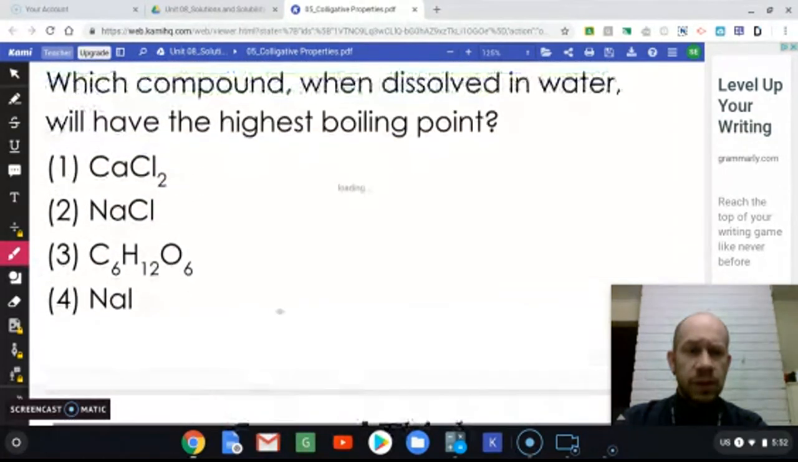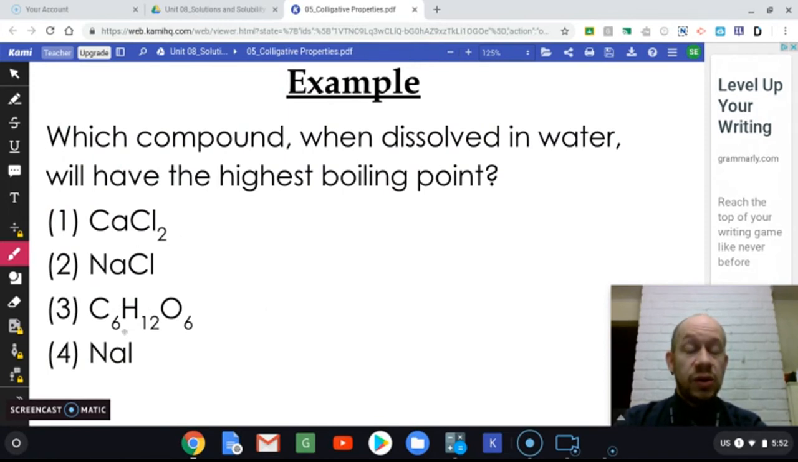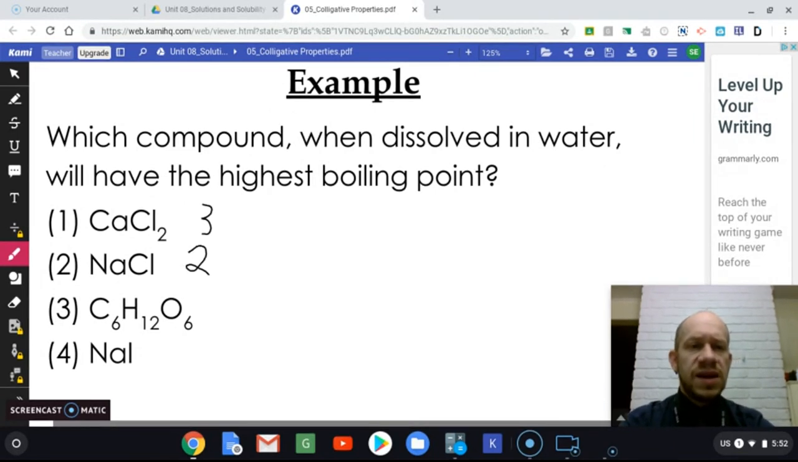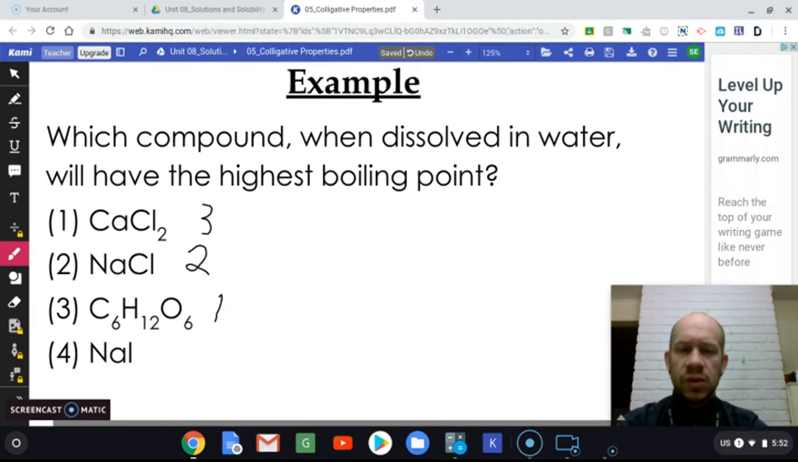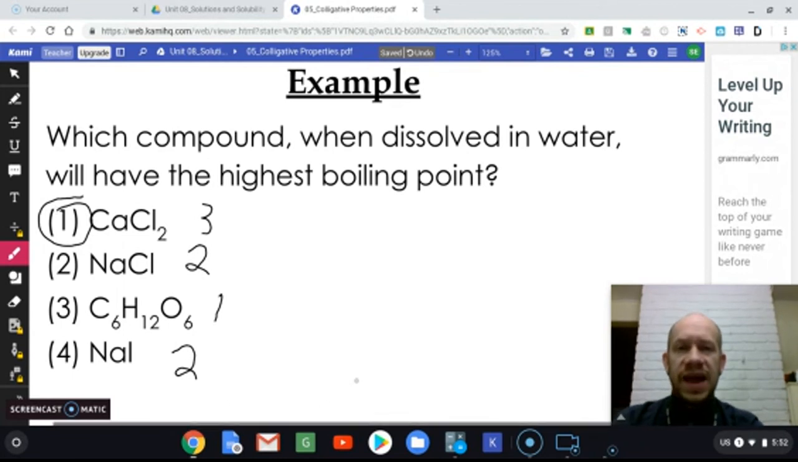So here's one example: which compound, when dissolved in water, will have the highest boiling point? We're going to look at these the way they are, and you need to look at them and break them apart into their pieces. Calcium chloride is going to make three particles. Sodium chloride is going to make two particles. C6H12O6 will make one because it's a molecular substance or a non-electrolyte, and sodium iodide will make two. So the one with the highest number of particles will have the highest boiling point.